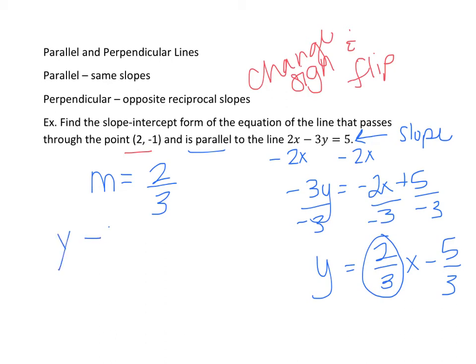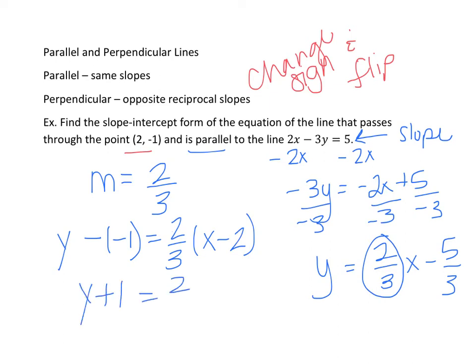y minus my y-coordinate equals m times x minus my x-coordinate. y plus 1 equals 2/3 times x minus 2.